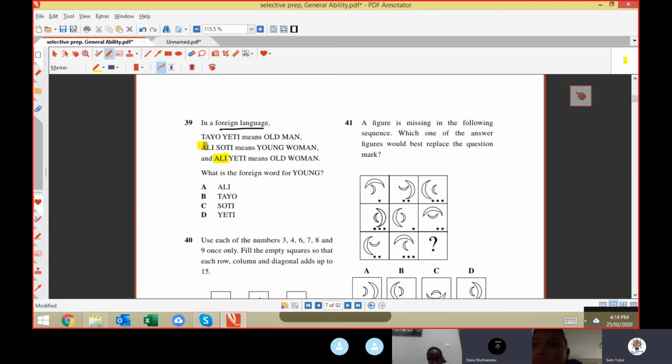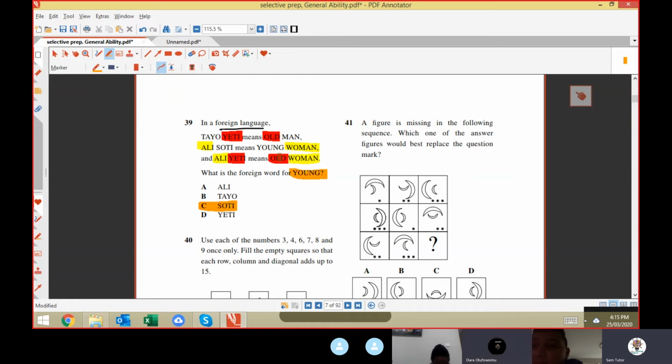Ali and Ali. What was the only word that was the same here? Woman. So now we know that Ali is woman, and then there was Yeti and Yeti, which means the old. Old. So then Soti means young. Good job. See how simple I make it, but you guys have to make it the same way, right? There's a pattern, there's a technique for answering these questions.